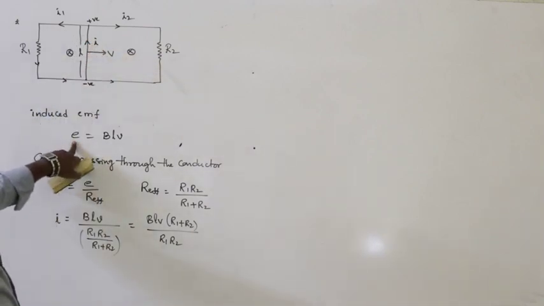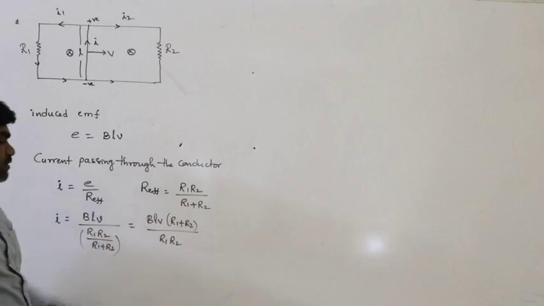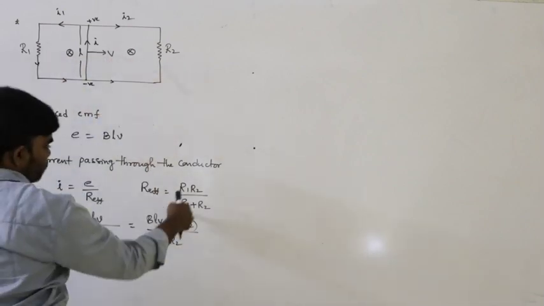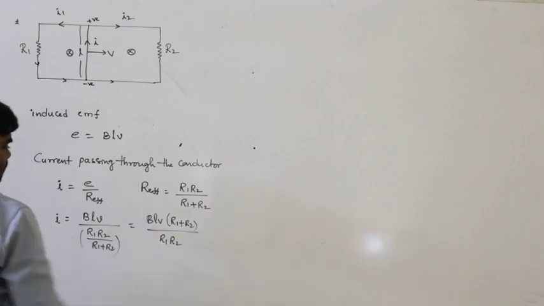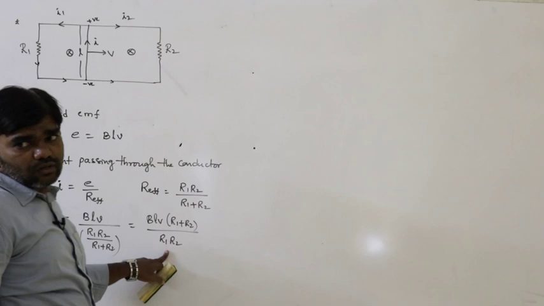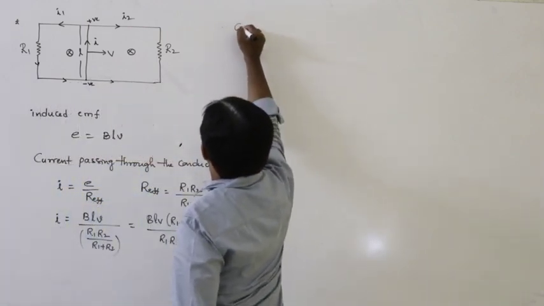E is nothing but EMF. EMF is nothing but the potential. That's why I is equal to E by R, where R effective is, for two resistances in parallel, R1R2 by R1 plus R2. So I is equal to BLV into R1 plus R2 by R1R2. This is the current. What is the current that passes through R1?